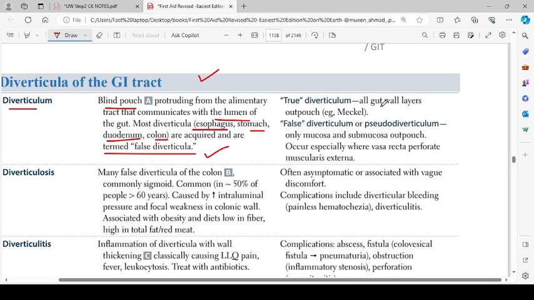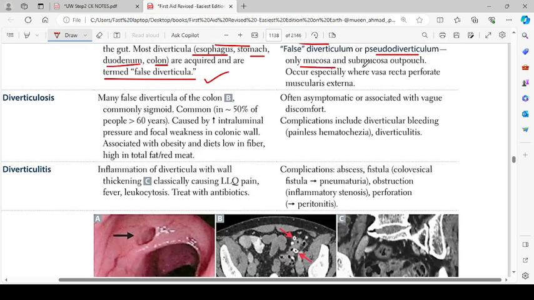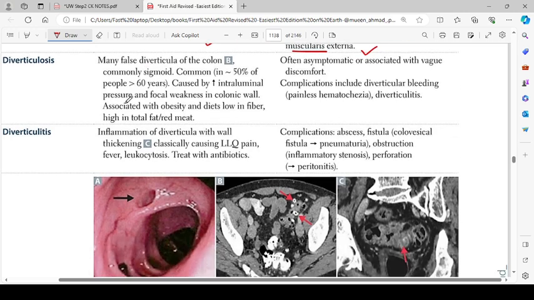In a true diverticulum, all the gut wall layers outpouch, for example, Meckel's diverticulum. In a false diverticulum or pseudodiverticulum, only mucosa and submucosa outpouch. It occurs especially where the vasa recta perforate the muscularis externa in the colon basically.